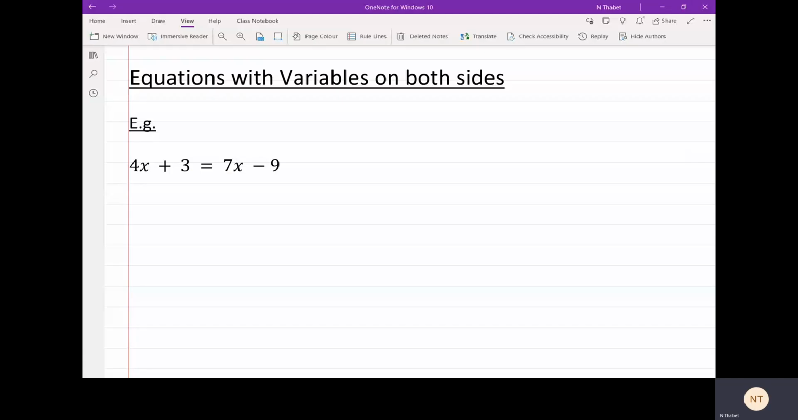I'm going to go through equations with variables on both sides, and that means equations with letters on both sides of the equal sign. So you can see that there is a 4x there, and there is a 7x there as well. Now, there are two examples in this video because they are different, so it's worth watching both.